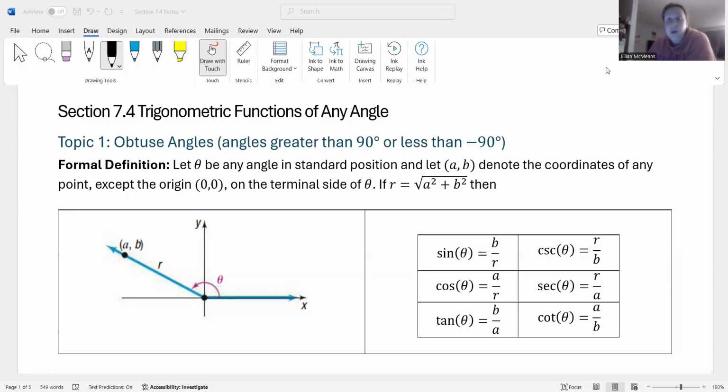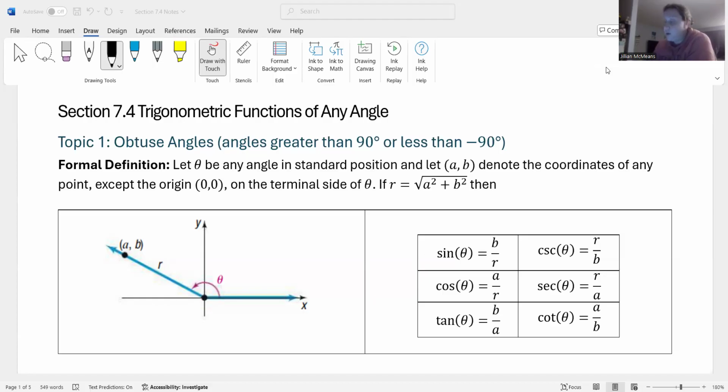Okay, so these would be angles greater than 90 degrees, or if we're going in the clockwise direction, less than 90 degrees. Now we have this formal definition of what these trigonometric functions are going to look like when we let theta be just any angle. It says, let theta be any angle in standard position and let (a, b), think of it almost like a coordinate point, denote the coordinates of any point except the origin on the terminal side of theta. And then if r equals the square root of a squared plus b squared, we get the following image.